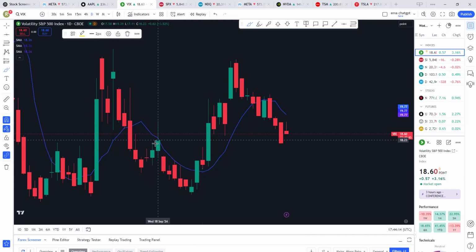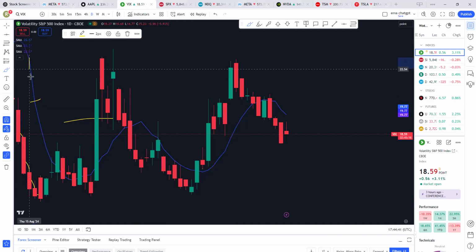Now, another thing the moving average does: anytime the price is above the moving average, that means the stock is bullish. So you see the moving average here, and the price here, the price back there is behind the moving average.